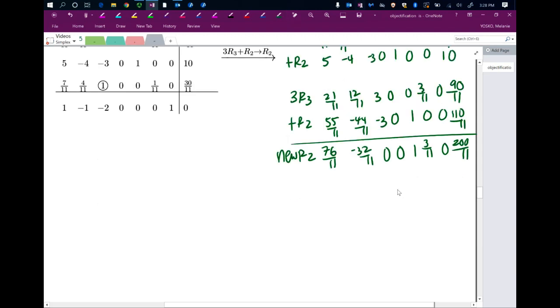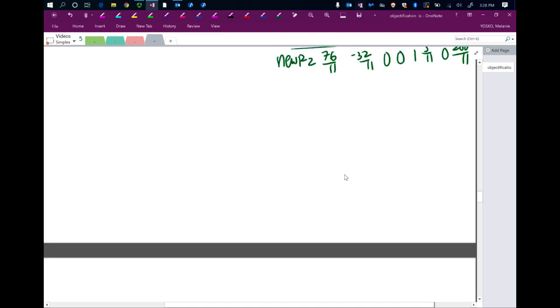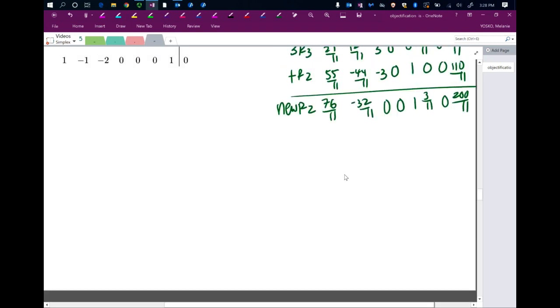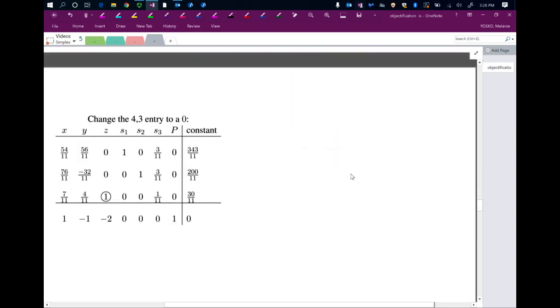Okay, let's check and see if we have the right thing. So this is the new row 2. Let's check it with our row 2, and then I've actually typed it out for you. So 76 over 11, negative 32 over 11. Got it, got it. 0, 0, 1, 3 over 11. 0, 0, 1, 3 over 11. 0, and then 200 over 11. Perfect. So we still don't have a unit column.